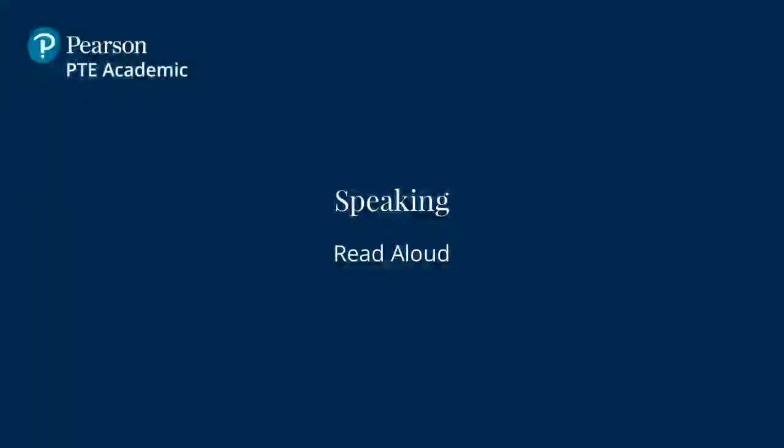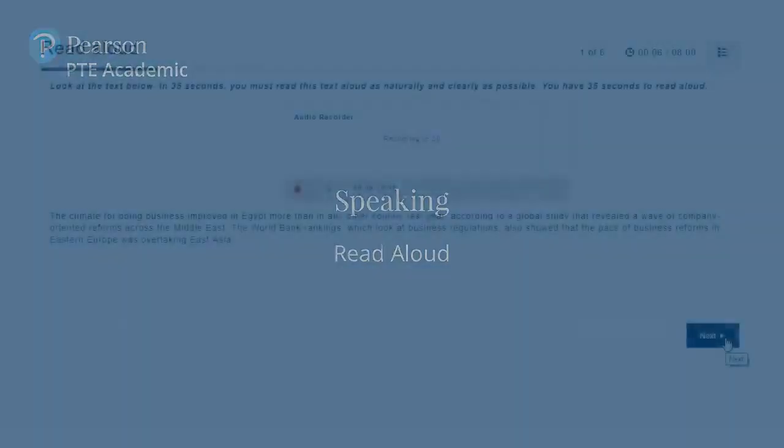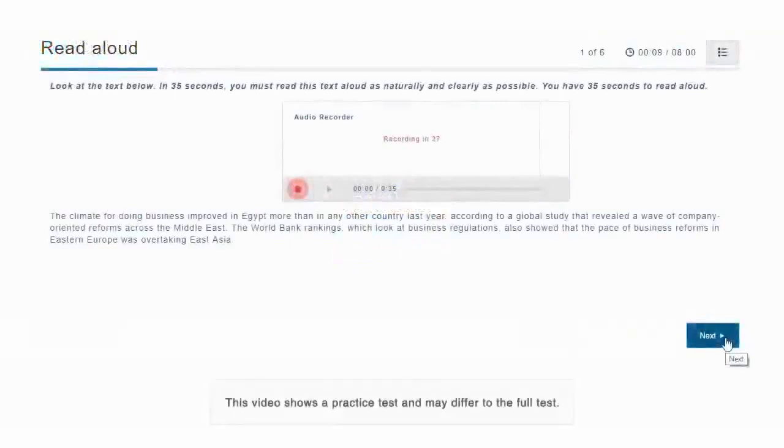Read aloud. For this item type, you need to read a written text aloud. The recording status box shows a countdown. You have 30 to 40 seconds to prepare depending on the length of the passage. You hear a short tone. After the tone, start speaking immediately.